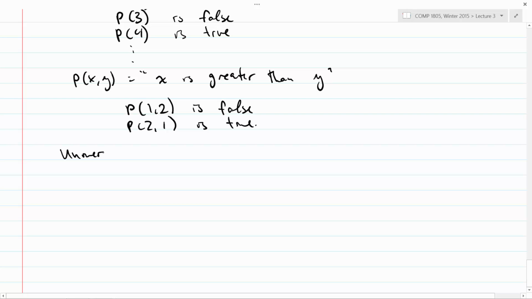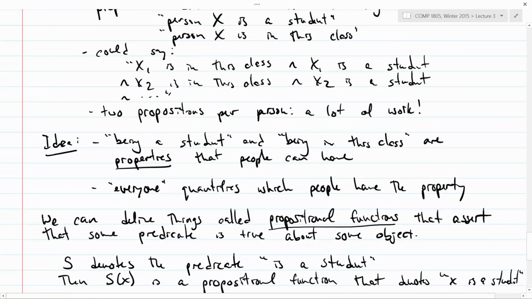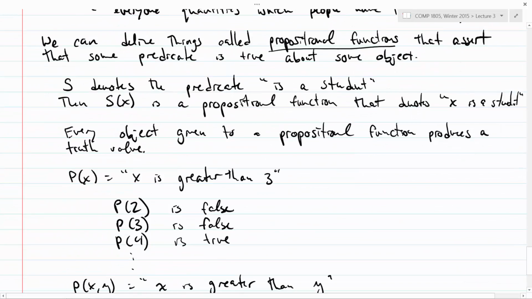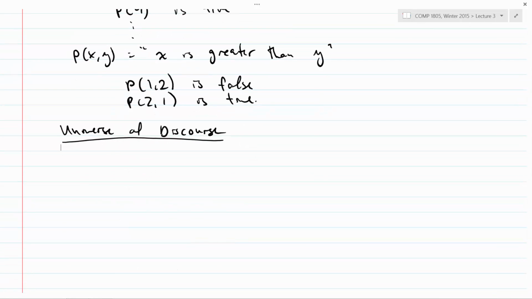We have this thing called the universe of discourse. And the universe of discourse is the set of all things in your particular application that makes sense to put into this propositional function. Okay? So in the first example I did about students, right? Everyone in this class is a student. I defined a predicate S, which means x is a student. The only thing that makes sense to put into that function is something from the set of people, right? Only people can be students, let's say. All right, so that's the universe of discourse.